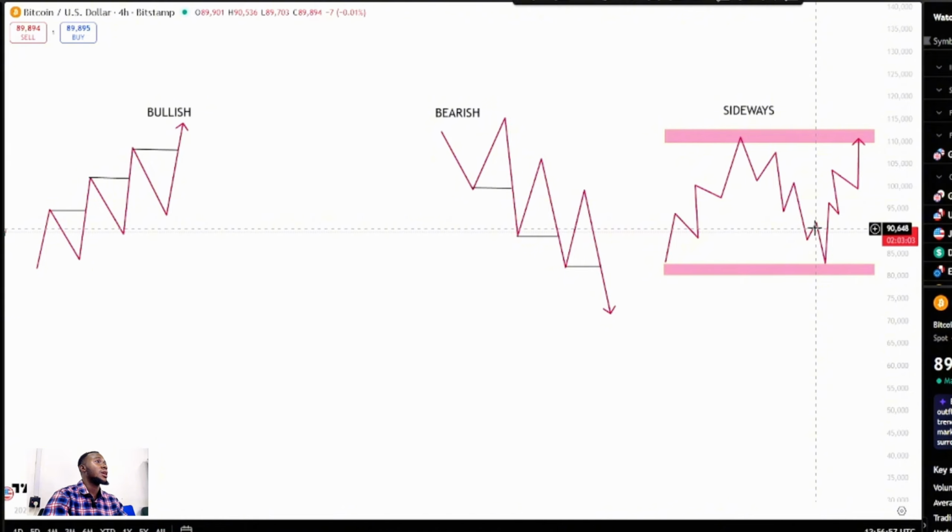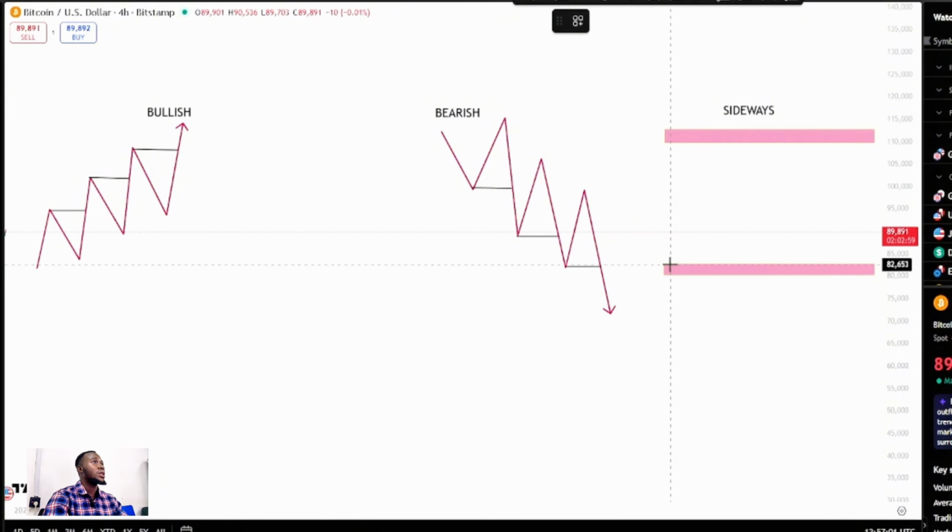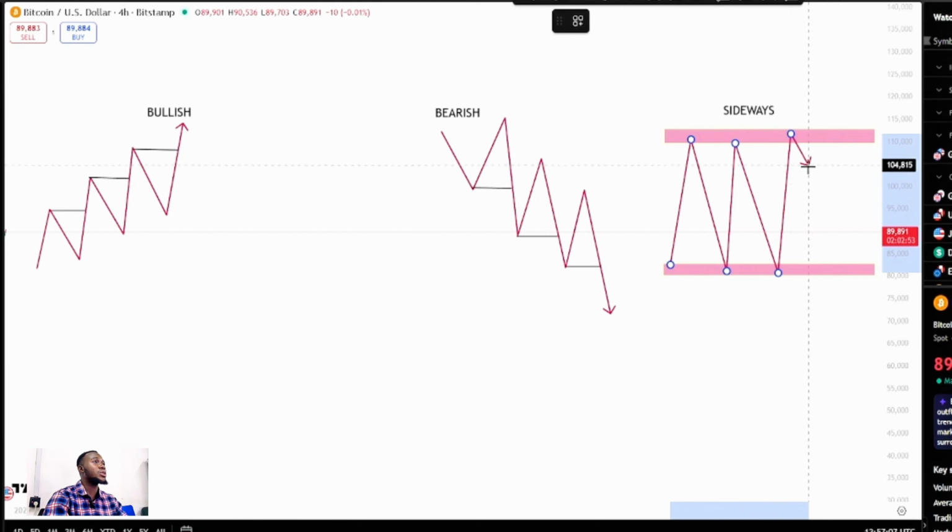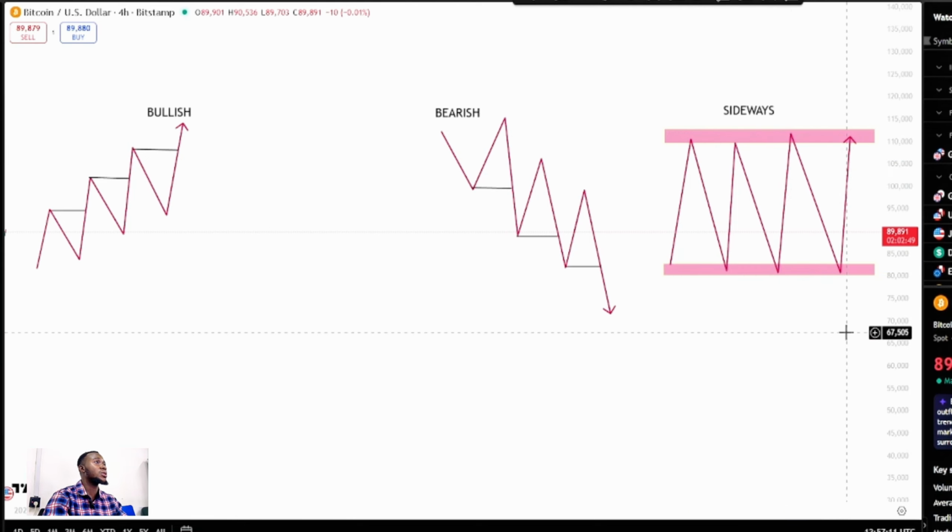Right? This is kind of messy. Okay, let me clean this. Let me just do it this way. We have market moving from this point to this point, back to this point, up to this point, to this point, to this point, to this point, to this point. This is what we call a sideways market structure.